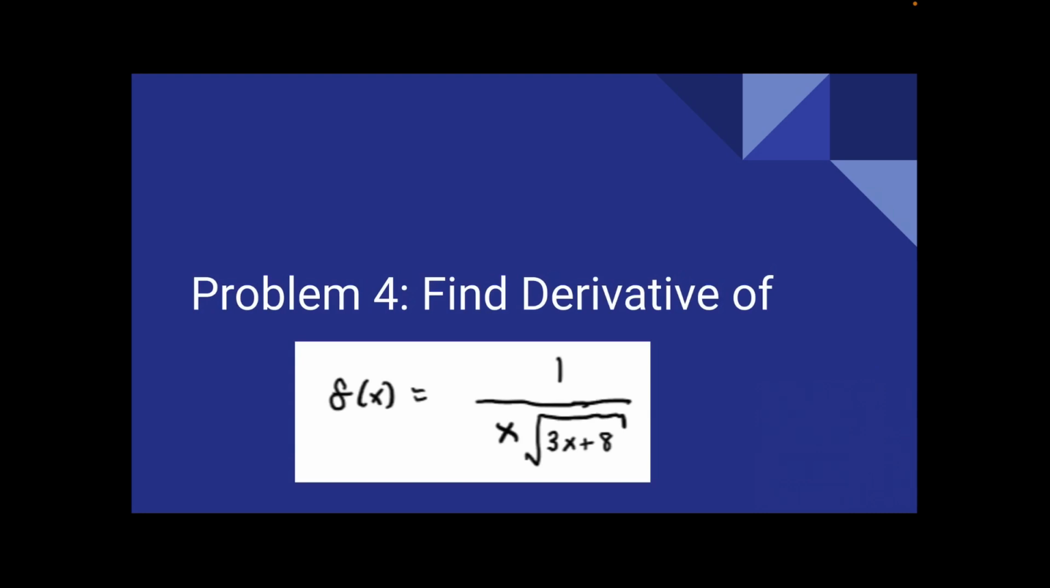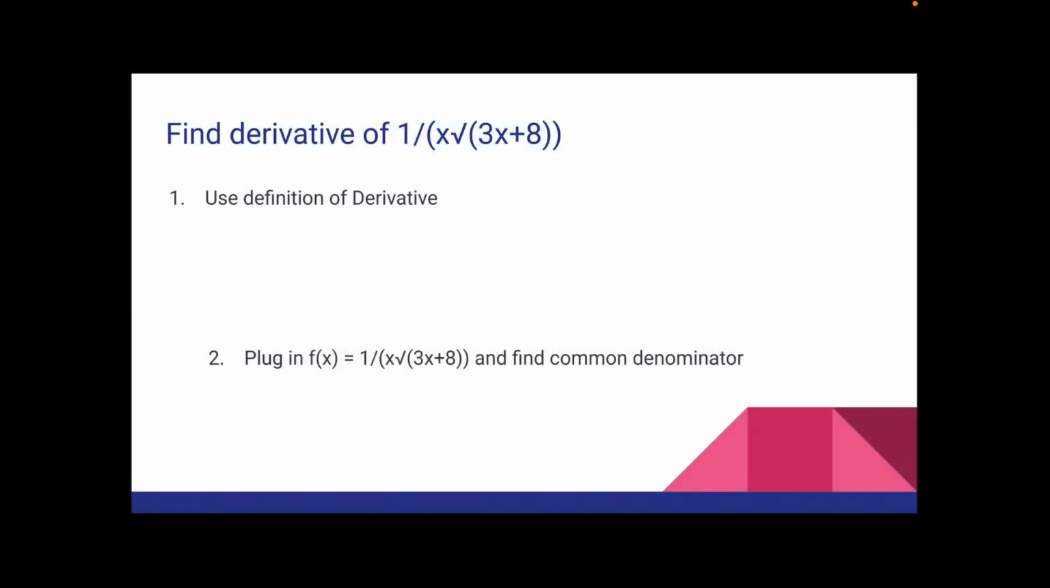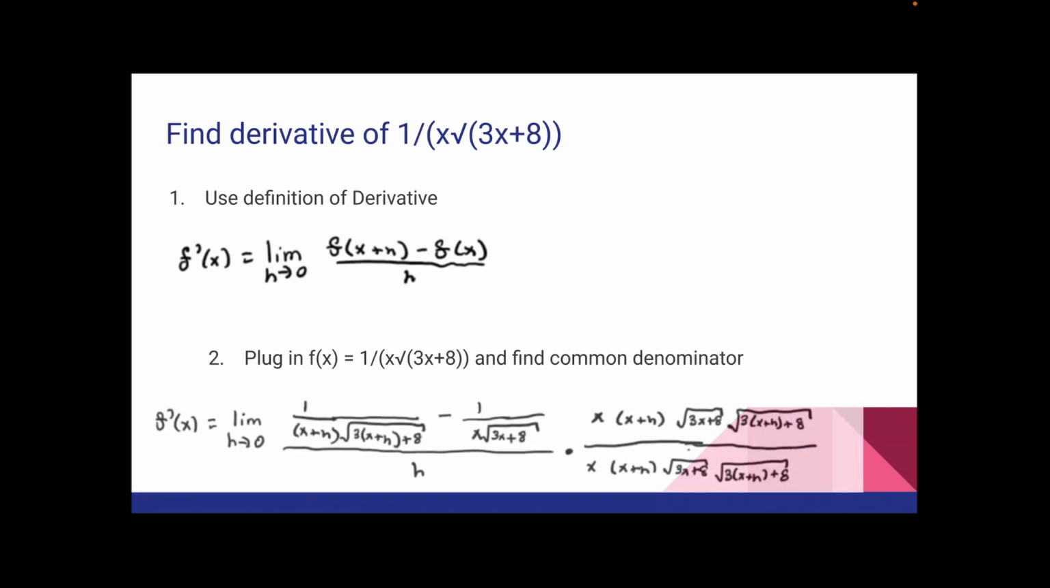We're going to be finding the derivative of f of x equals 1 over x times square root of 3x plus 8. Notice that it's both a rational and a radical function. So just as before, we're going to start with the definition of the derivative, and we're going to plug in f of x. So the first thing I see is two fractions inside of a larger fraction, so we need to multiply by the common denominator, just as before. So we're going to multiply by x times x plus h plus square root of 3x plus h times square root of 3x plus h plus 8.